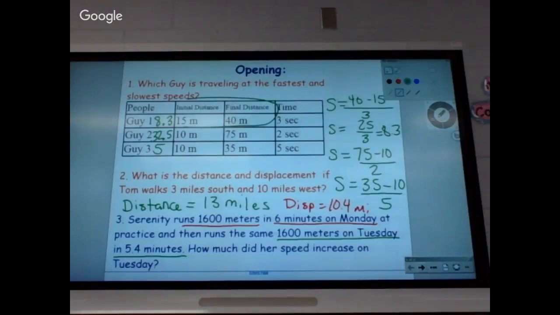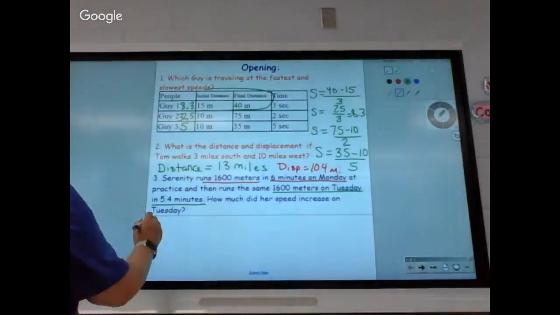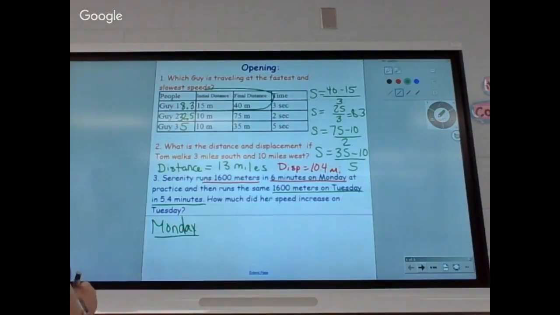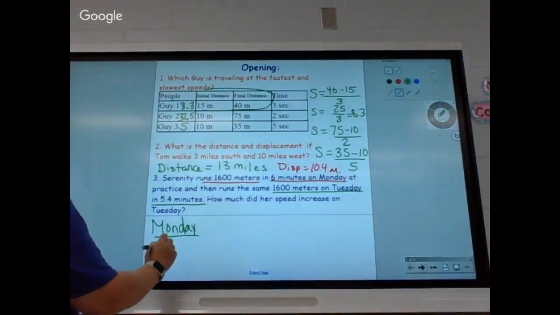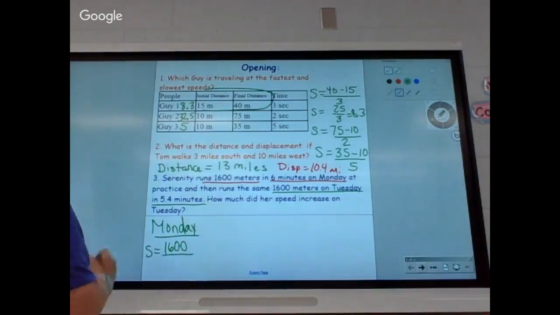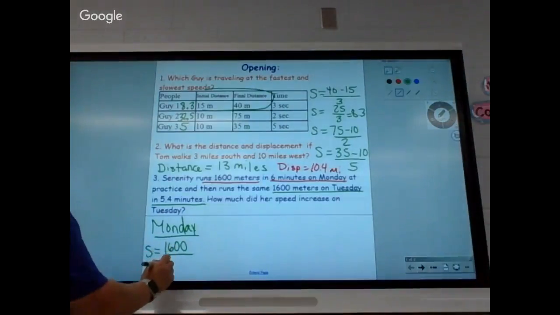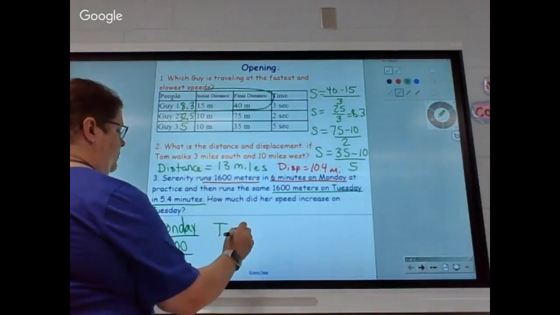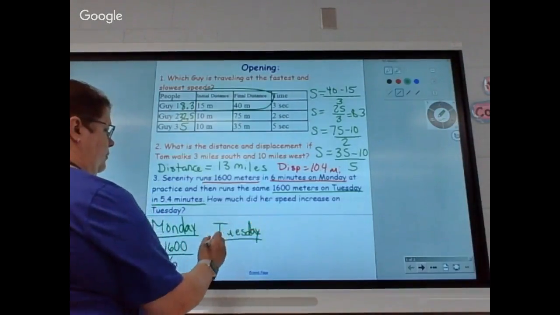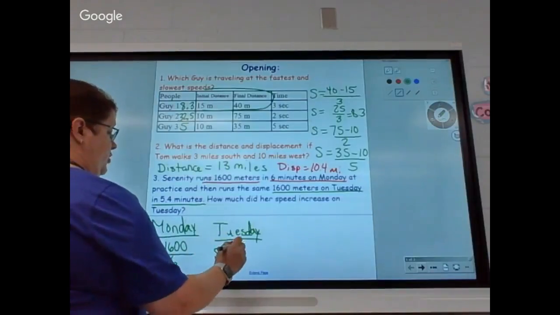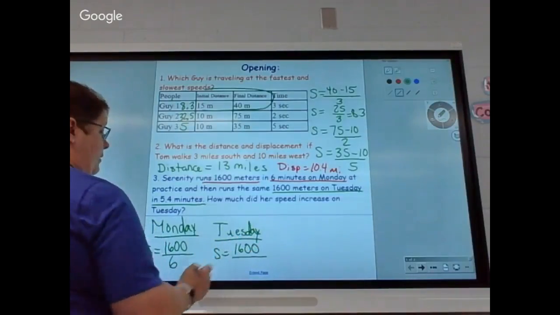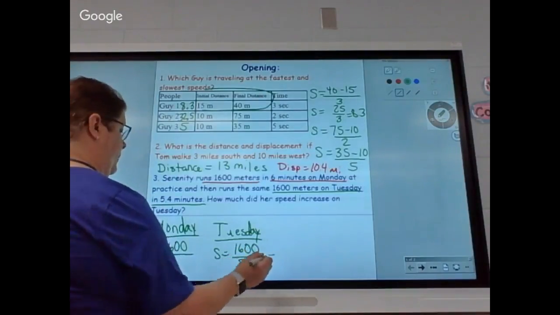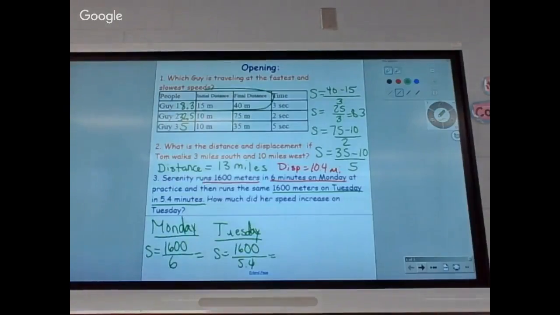Okay? So if I take Monday, how far did she run Monday? 1,600 meters. How long? 6 minutes was her time. Okay, on Tuesday, how far did she run? She ran 1,600 meters again. How long did it take her this time? 5.4. Now, we have to find both speeds.